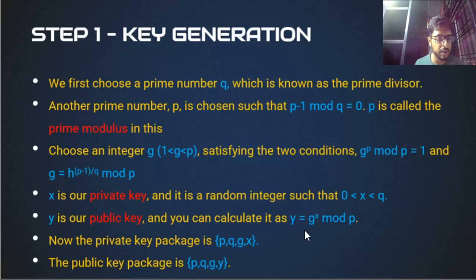Now, the private key package generated consists of the prime modulus p, q, g, and our private key x. The public key package consists of p, which is the prime modulus, q, the prime number, g, and y, which is the public key.